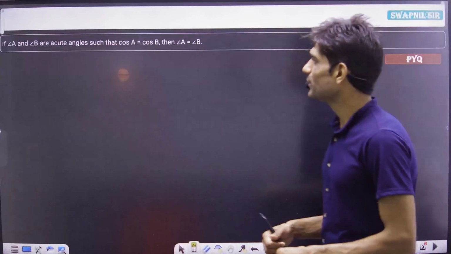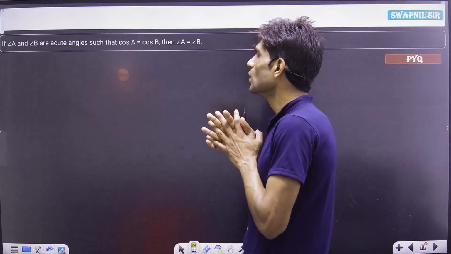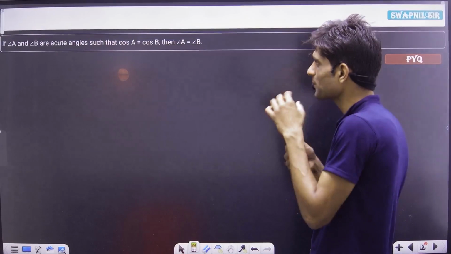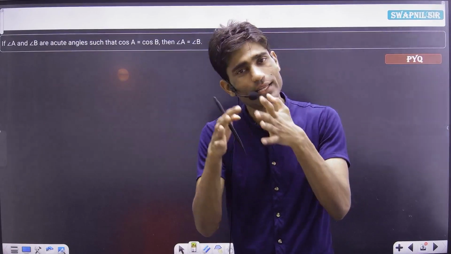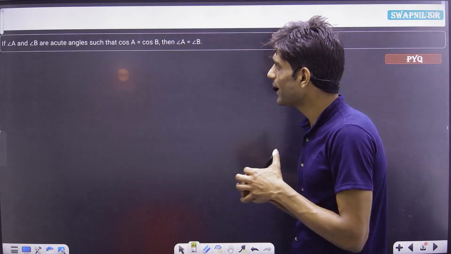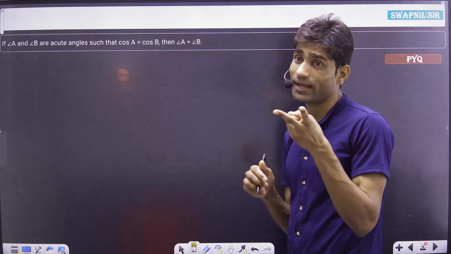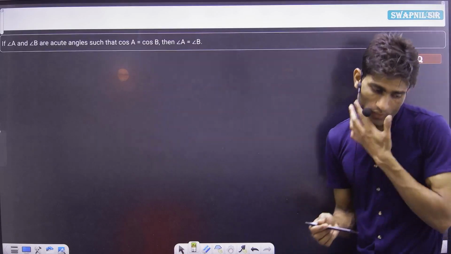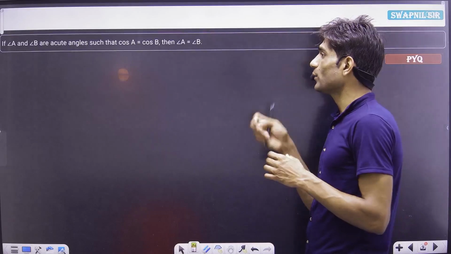In our next question, we are given that angle A and angle B are acute angles such that cos A and cos B, the two trigonometric ratios, are equal with respect to angle A and angle B. It is an obvious proof; you can plot the triangle and get the proof directly. So you have to plot the triangle where angle A and angle B are the acute angles, and then the further part you can define easily.